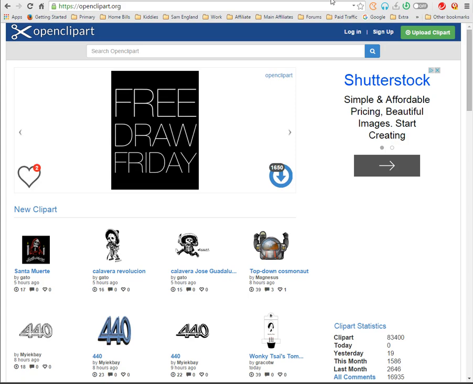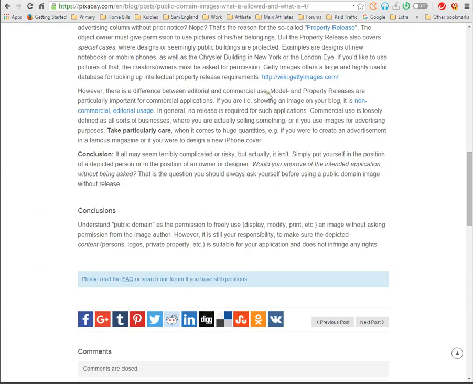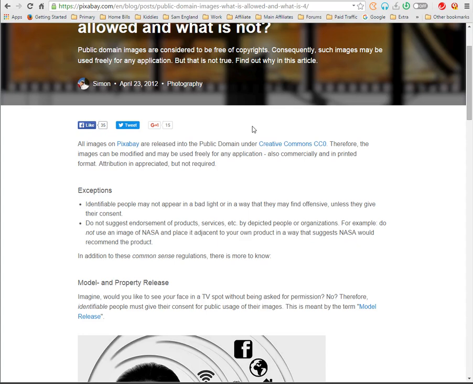And then we looked at Openclipartorg, unlimited commercial license for these images. Pixabay, pretty much unlimited commercial license here as well, with exceptions being model and property release. Just use common sense and you'll be in pretty good shape.